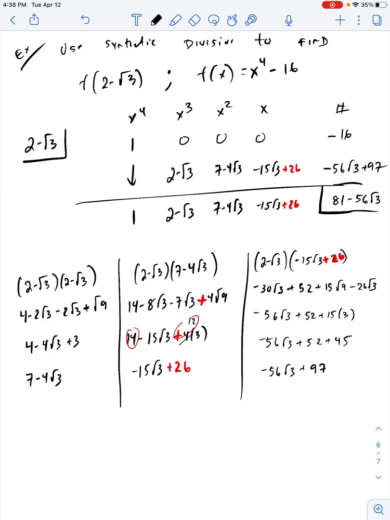All right, so a good problem here, just practicing multiplying some radicals. So you definitely see that on your homework as well. So I wanted to go over that.